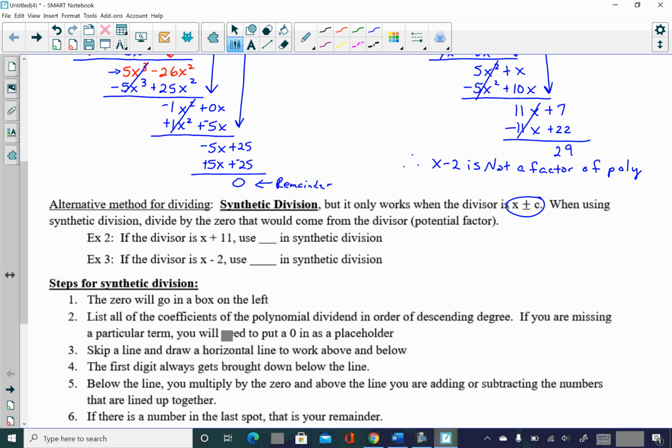When using synthetic division, you're going to divide by the 0 that would come from the divisor, okay? So what that means then, here in example 2, if your divisor is x plus 11, then the 0 would be, okay, well then you're setting that equal to 0 and you're solving for x. So the 0 would be negative 11. You would be using negative 11 in synthetic division. So you always use the opposite of whatever the factor is. So here, if the divisor is x minus 2, then the 0 would be positive 2. Okay, you use the 0 in your synthetic division.